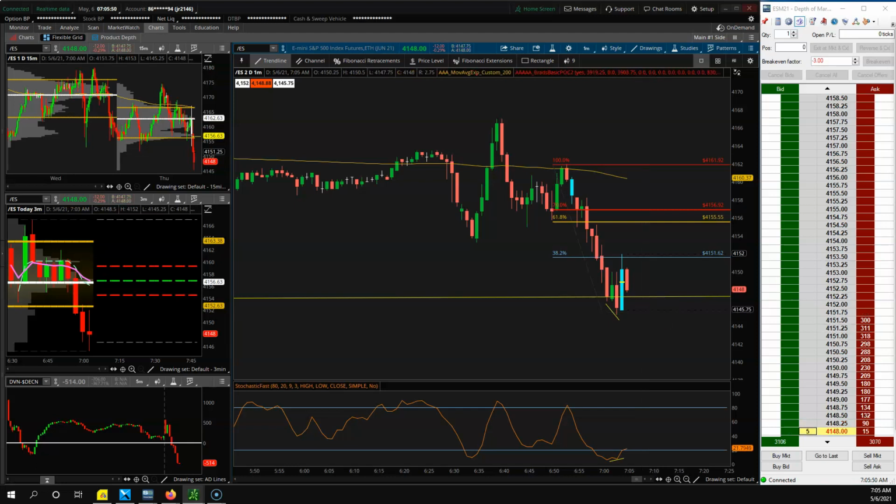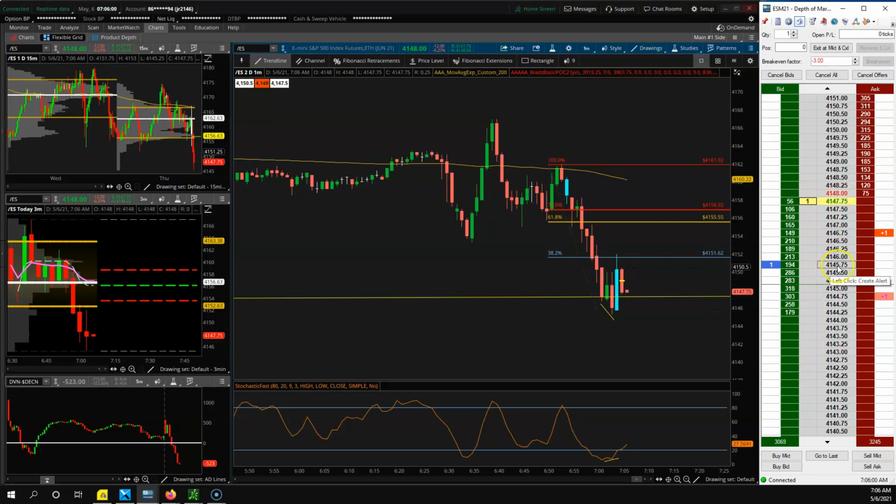45.75. Let's try this. Let's go 40. Let's put this trade on right here. 41, 45.75. Okay. Because I want to see where, and I'm just going to put my stop right below this low. So I'm literally risking 3 ticks to make 4.